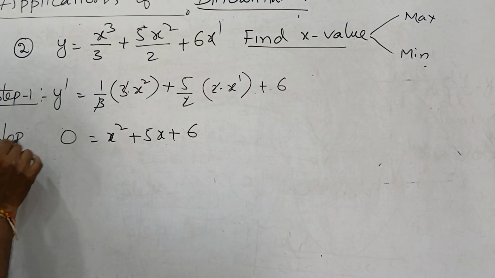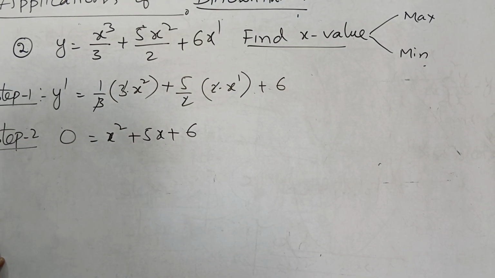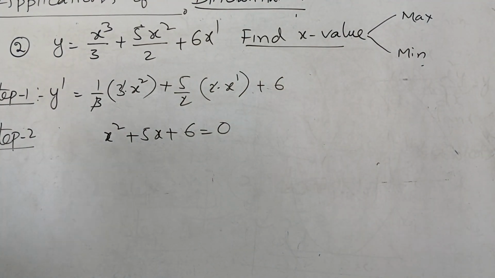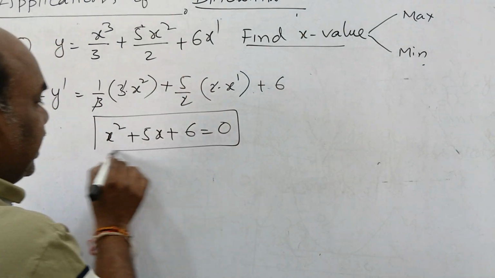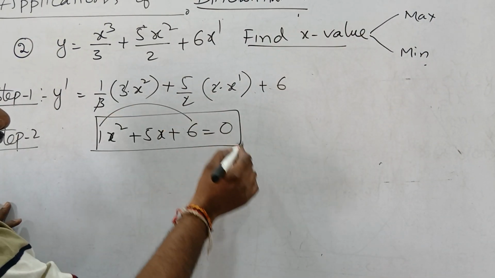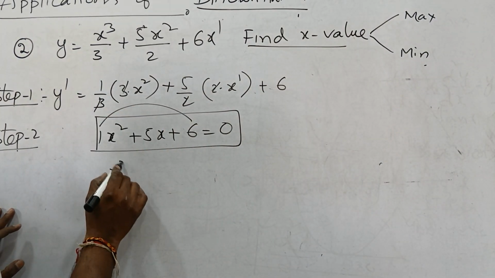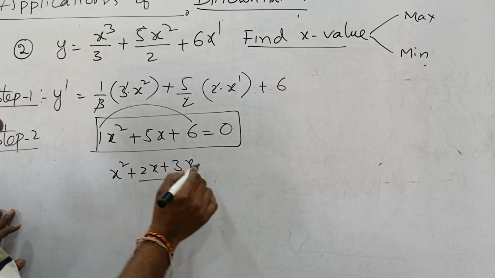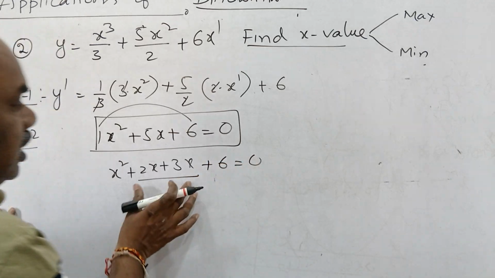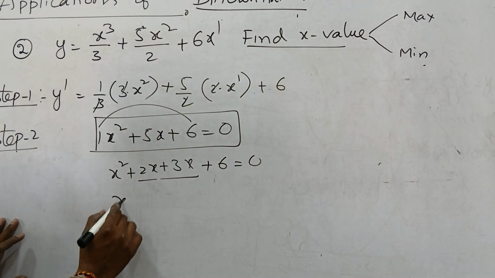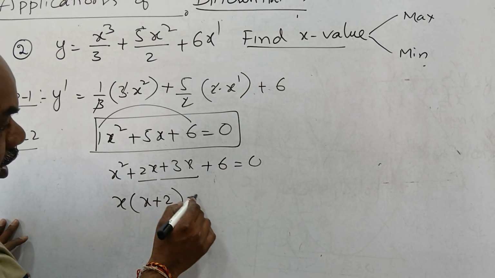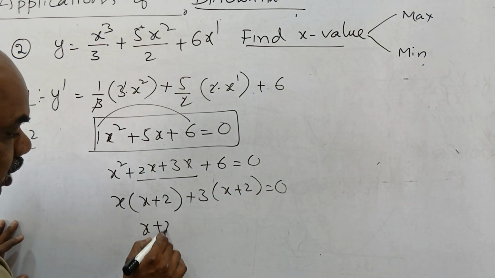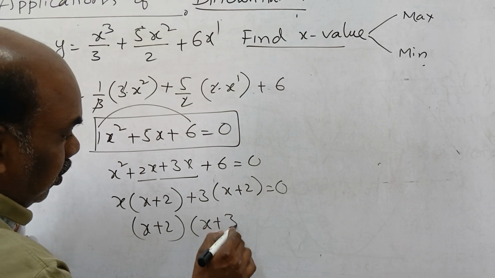This is step 2: equate the slope to 0. We got a quadratic equation equal to 0. Now it is a quadratic equation. Splitting the middle term, 1 into 6 is 6, and 6 can be written as 2 and 3, so x square plus 2x plus 3x plus 6. If you take x common, x plus 2, and if you take 3 common, x plus 2. So x plus 2 into x plus 3 is equal to 0.